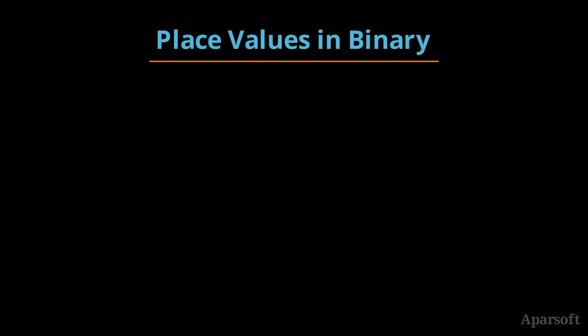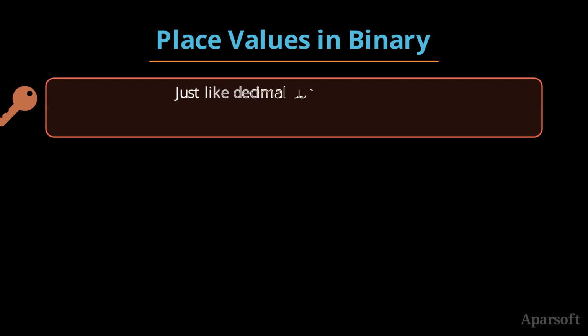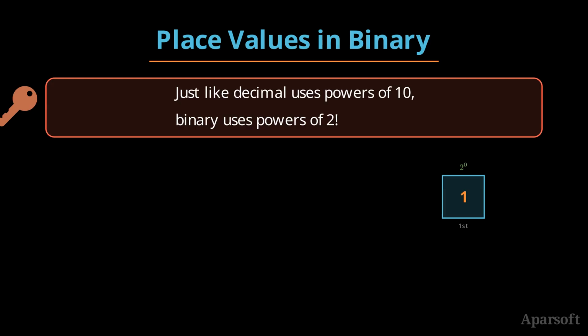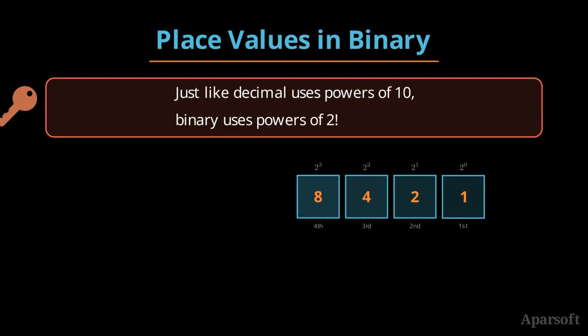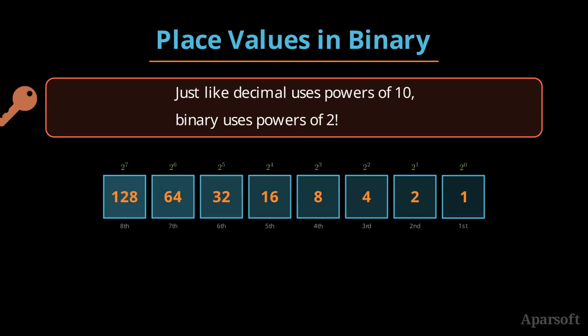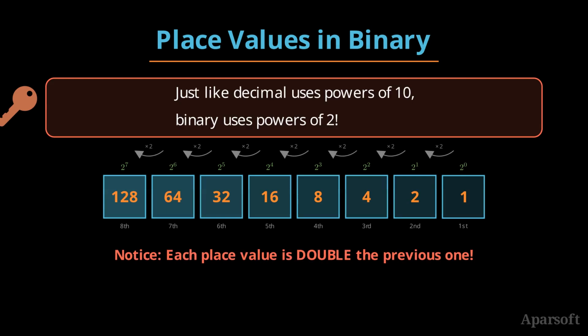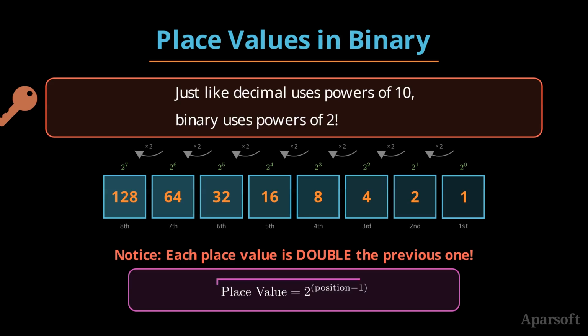Now here's the key insight. Just like decimal uses powers of 10, binary uses powers of 2. This is the secret to understanding binary numbers. Starting from the right, the first position is worth 1, which is 2 to the power 0. The second position is 2, then 4, then 8, 16, 32, 64, and 128. Each position doubles the previous one. This doubling pattern is beautiful. 1, 2, 4, 8, 16, and so on. The formula is simple. The place value equals 2 raised to the power of position minus 1.